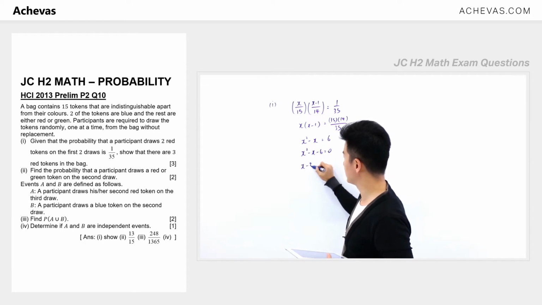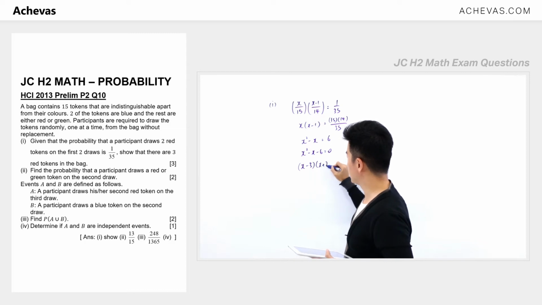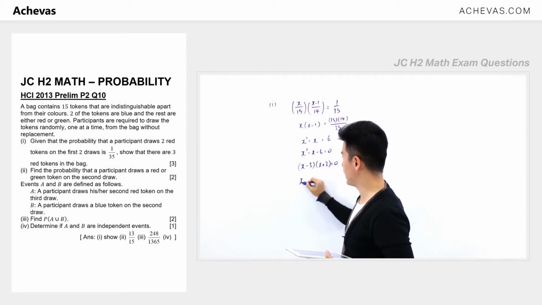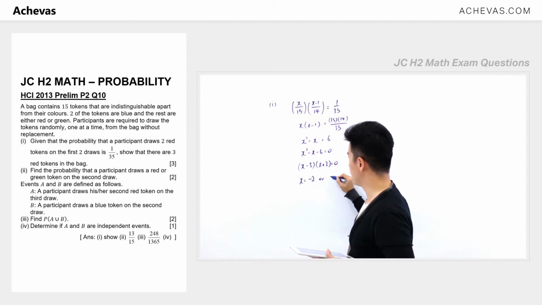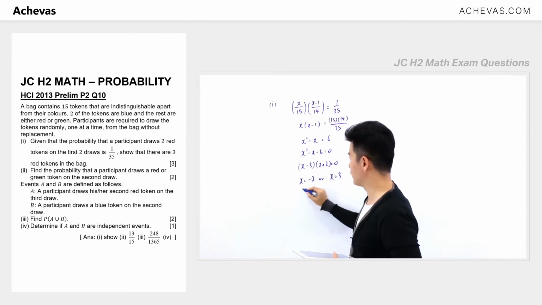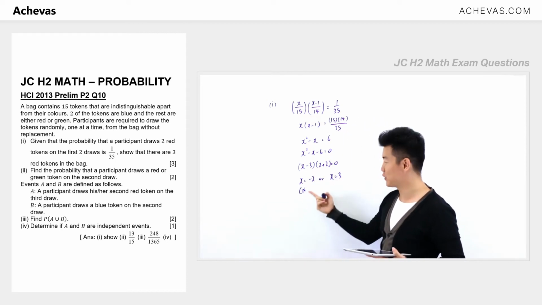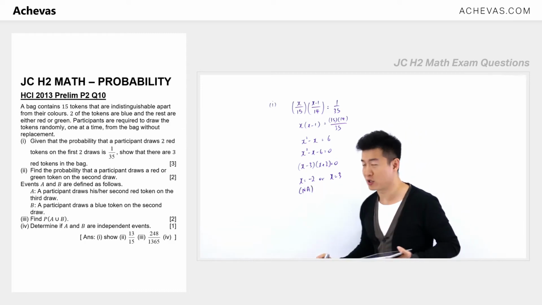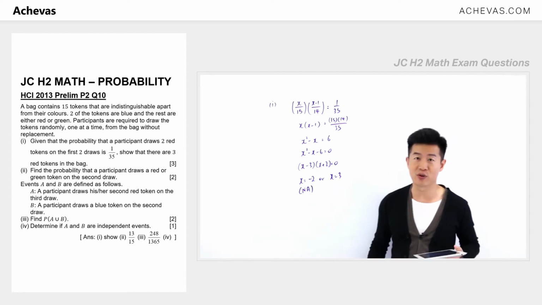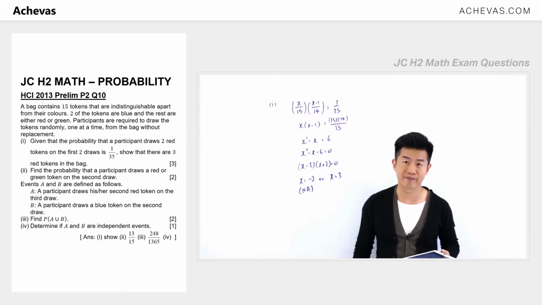It will be X minus 3 and X plus 2 is equal to 0. So X is going to be equal to minus 2 or X is going to be equal to 3. And X cannot be a negative value since X is the number of red tokens. So X is equal to 3, which is what the question wants us to show.